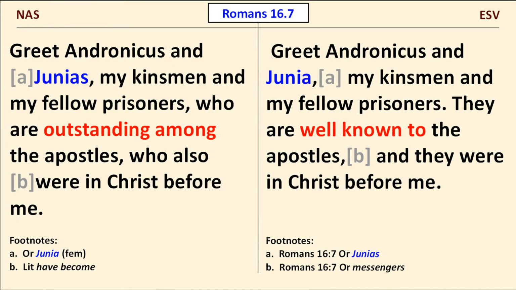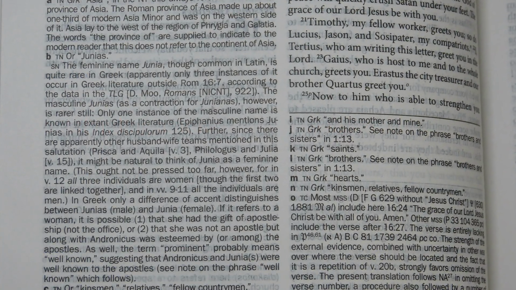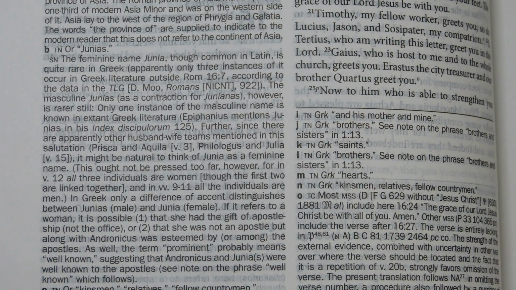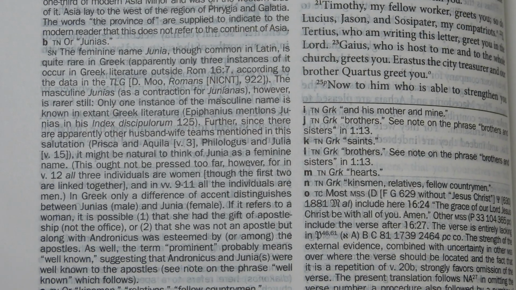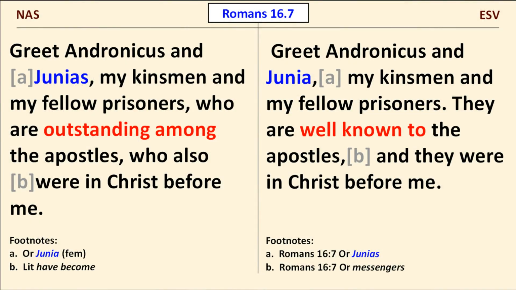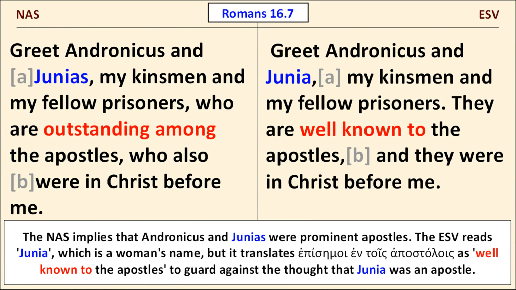In Romans 16:7, a name appears that could be translated as either Junius, a man's name, or Junia, a woman's name, depending on how it is accented. The NET Bible provides a useful note regarding this issue. Incidentally, the NET Bible comes down on the same side as the ESV here. The NAS goes with Junius, the masculine name, while the ESV takes the female name option, Junia.